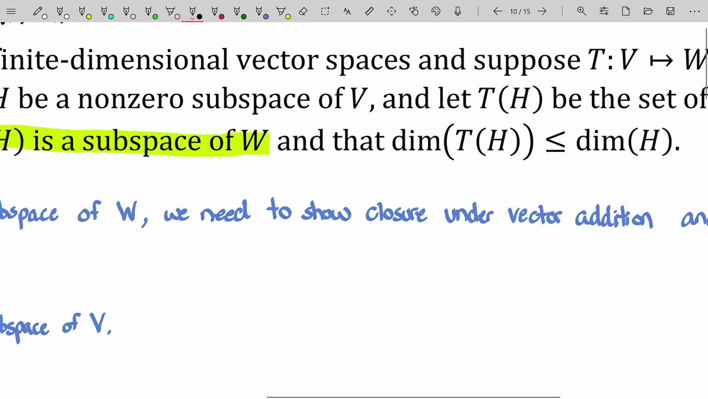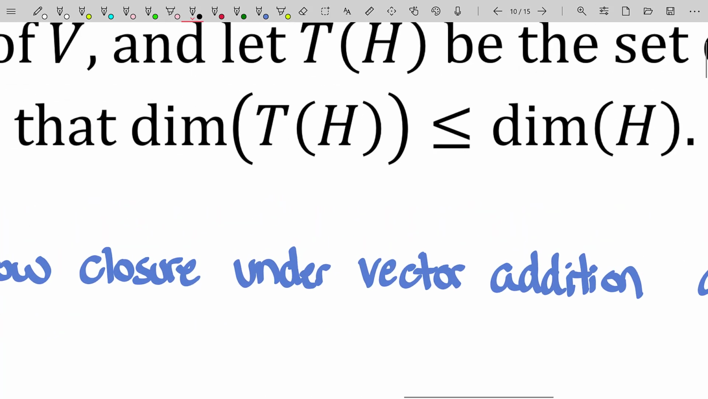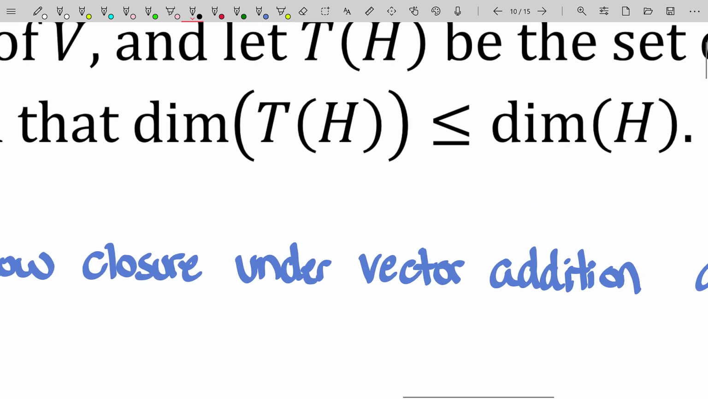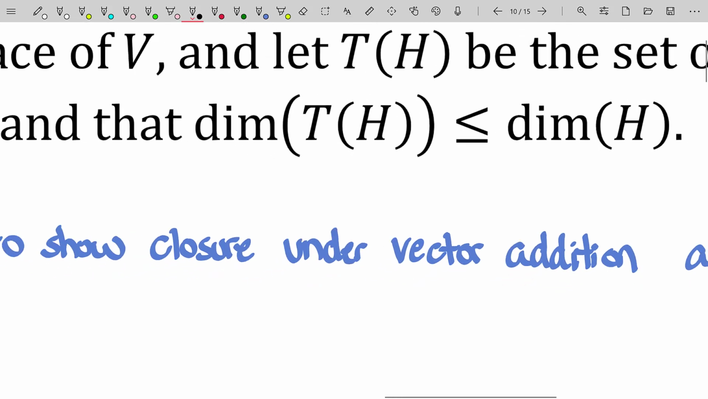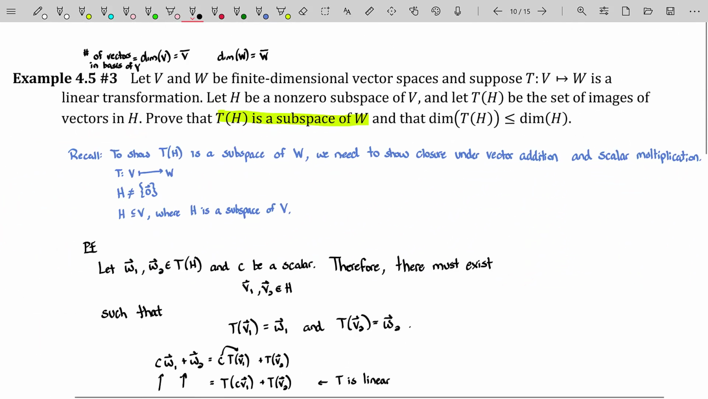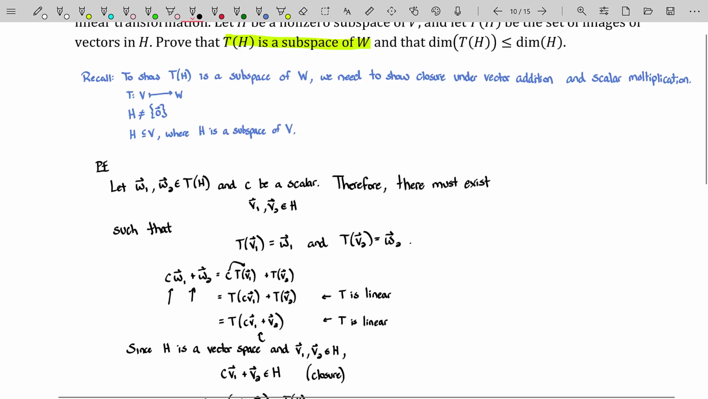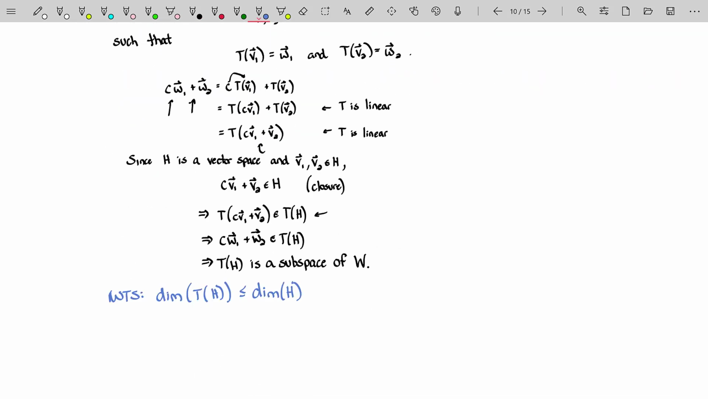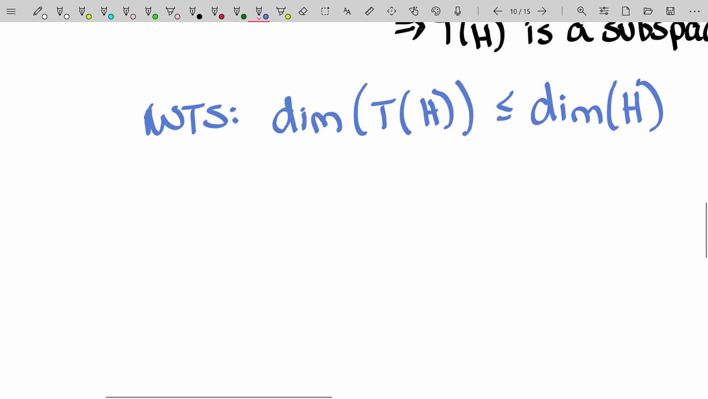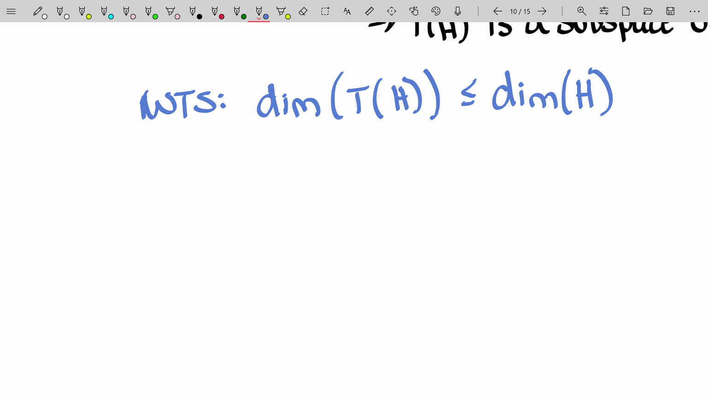Now we need to show that the dimension of T of H must be less than or possibly equal to the dimension of H itself, which is sort of counterintuitive, but I promise it's true. Let me write that down. We want to show, that's what WTS means, we want to show that the dimension of T of H is less than or equal to the dimension of H.